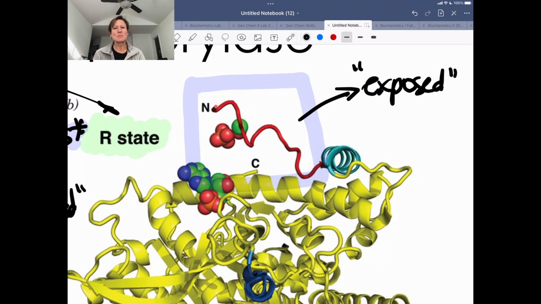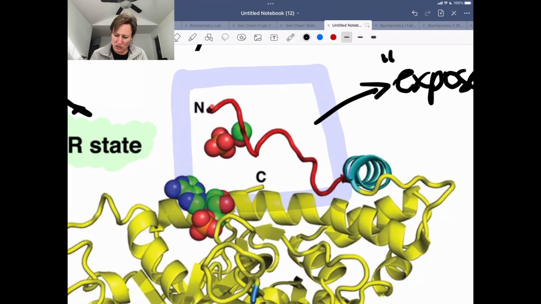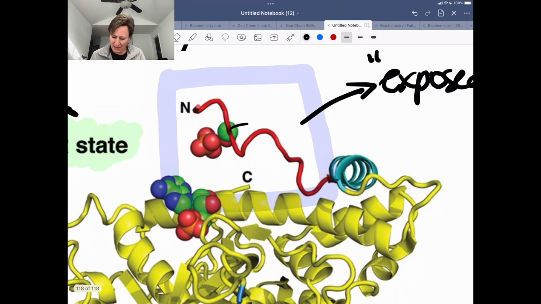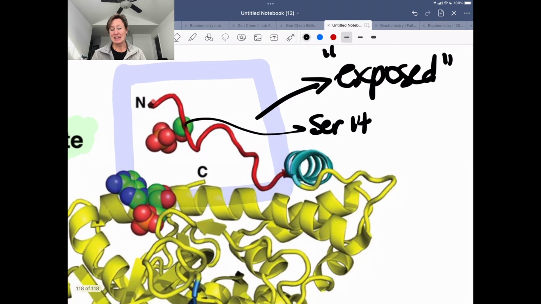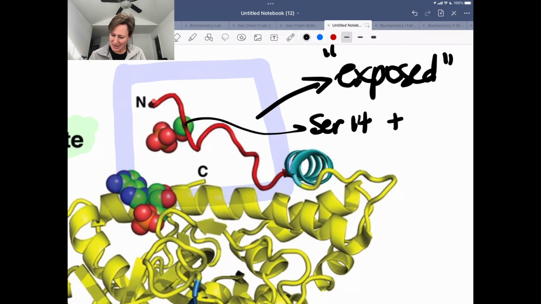I'm going to zoom in here and we're going to highlight some important details that are happening when this N-terminus is exposed. So one of the things that we can see here is there's an important residue right here. This residue right here is serine 14, and I do want you to remember that name, okay? Serine being something that can be added or removed phosphate, right? We can add or remove phosphate groups from a serine residue, okay? Kinases are going to add those phosphates. Phosphatases are going to remove them.